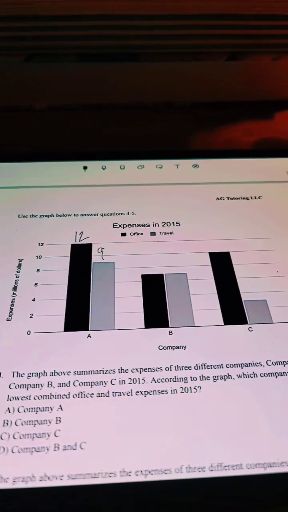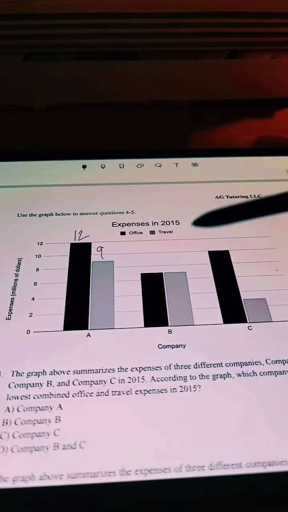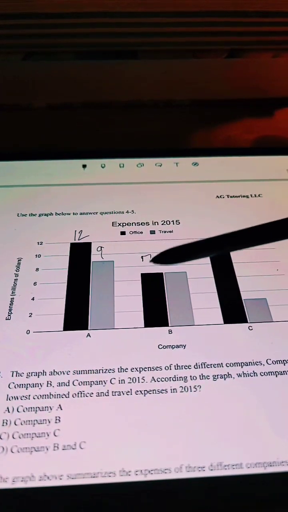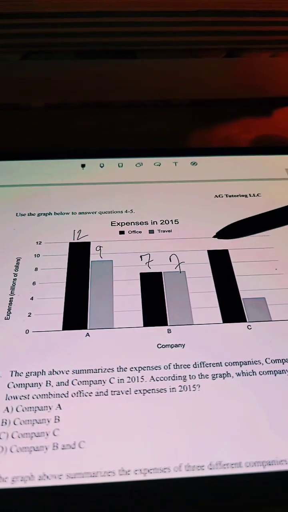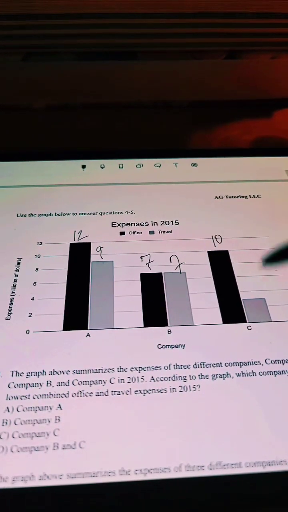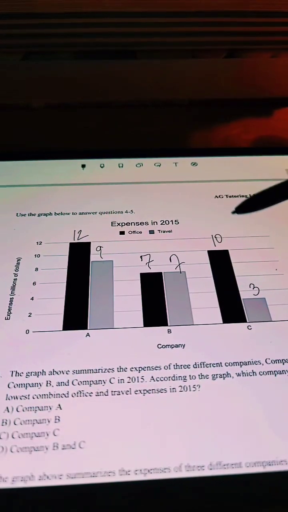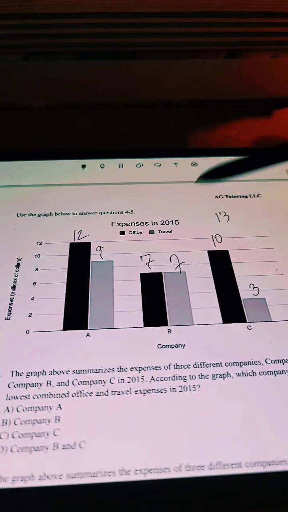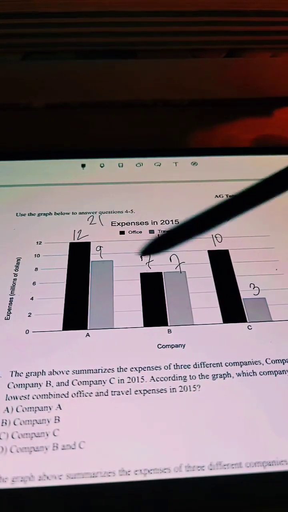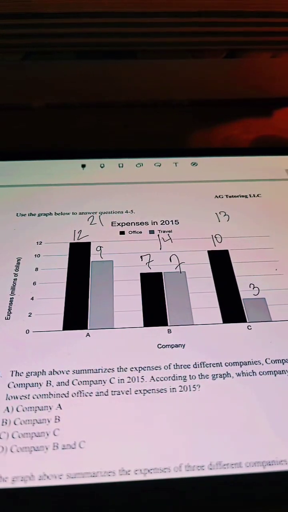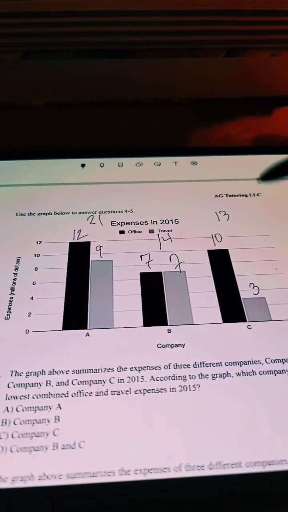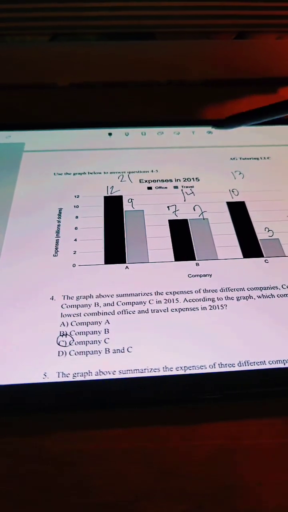You can decide to write it in millions if you want, but that's kind of a waste of time. So then this would be 7 and 7, and this would be 10, and that's going to be 3. So if we add these up, we get 13 for company C, we get 14 for company B, and we get 21 for company A. So the one that's the least is going to be company C. So the answer would be C right here.